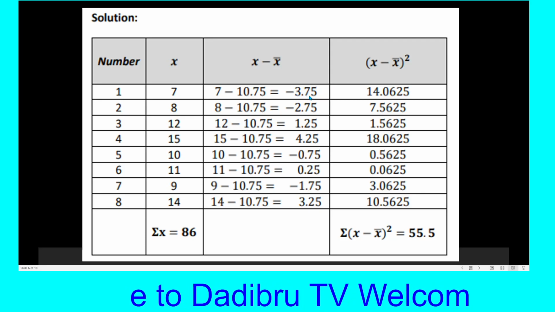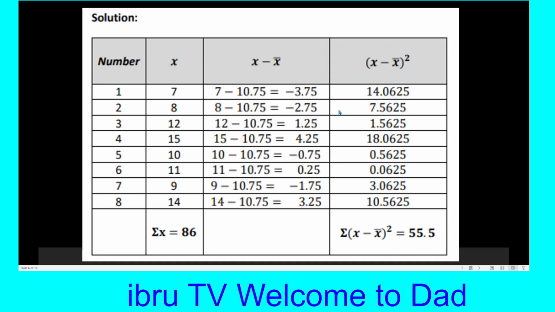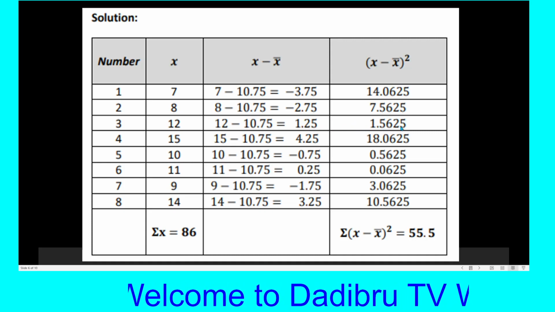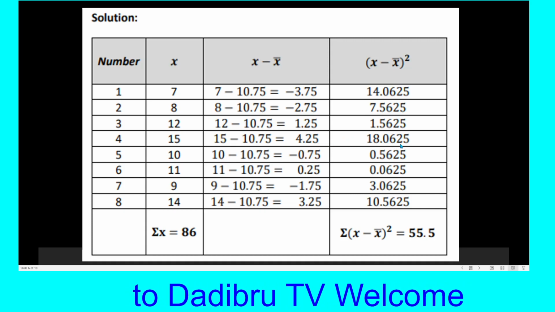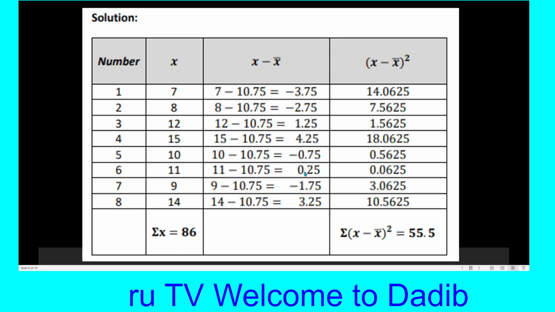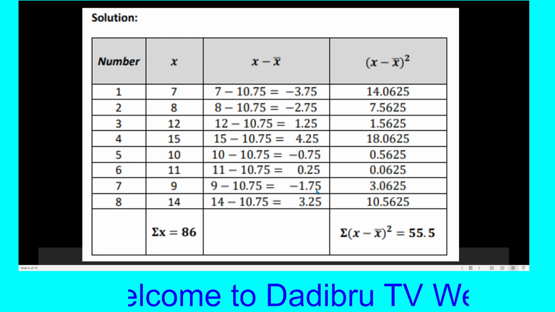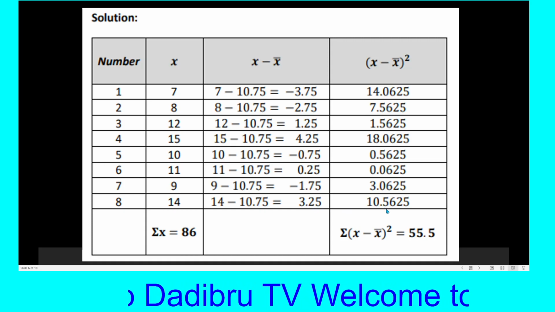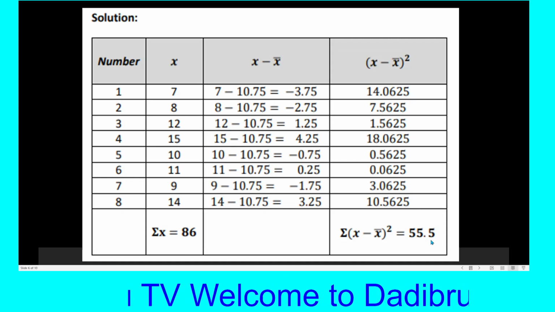The square of negative 3.75 is 14.0625. The square of negative 2.75 is 7.5625. The square of 1.25 is 1.5625. The square of 4.25 is 18.0625. The square of negative 0.75 is 0.5625. The square of 0.25 is 0.0625. The square of negative 1.75 is 3.0625. And the square of 3.25 is 10.5625. Adding all these squares, we arrive at 55.5.